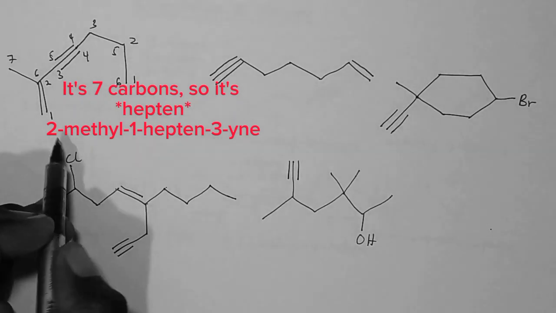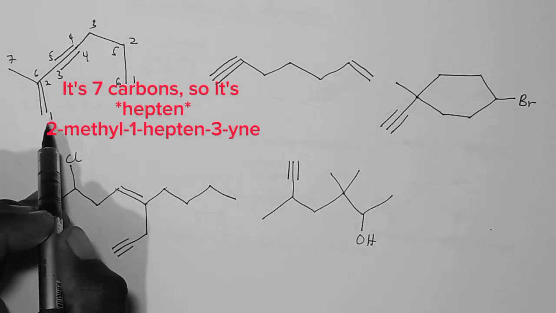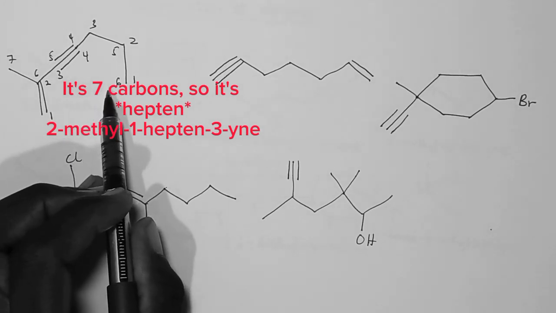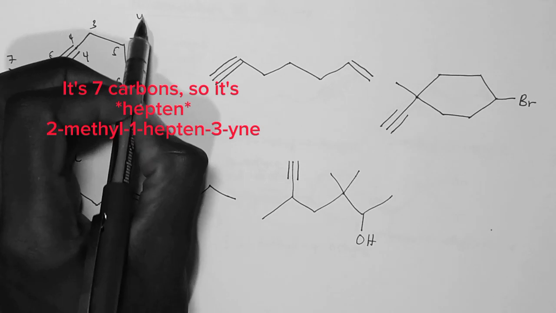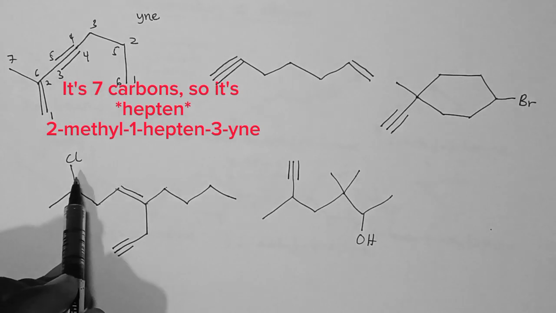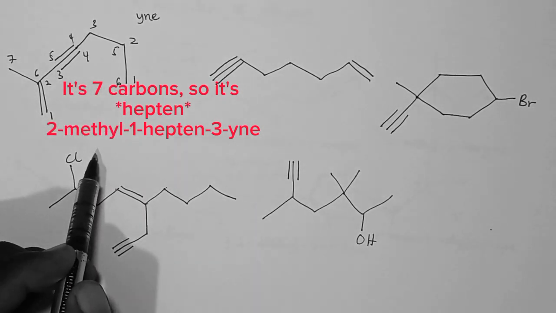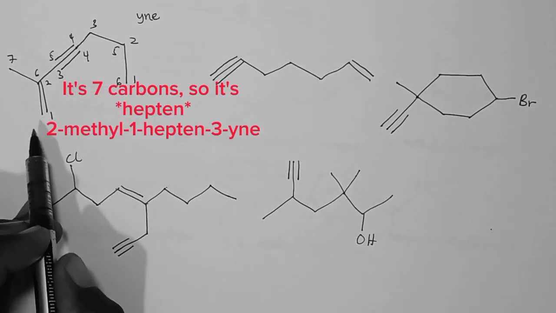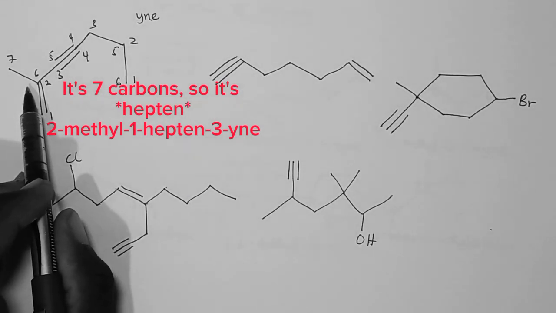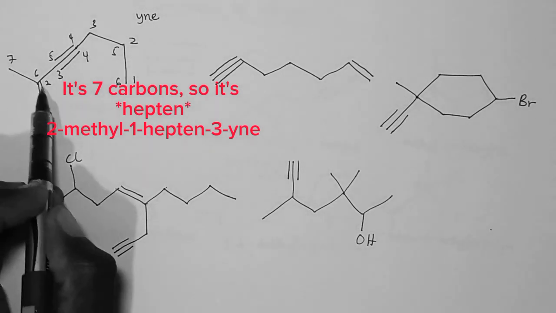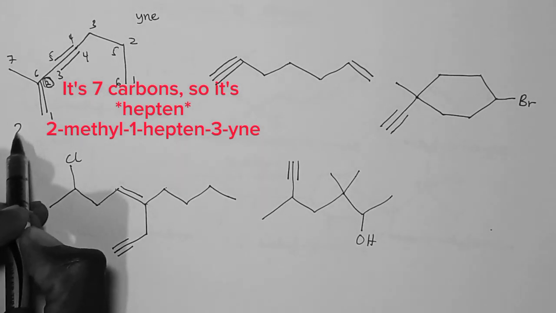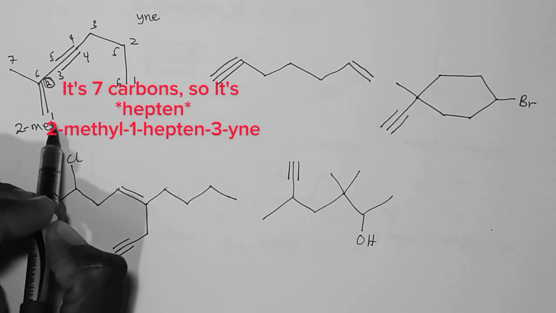So now, since there are 6, then we know that it is a hexane. So the name will end with an "-yne", but then this parent name will contain a hexane. And so now we have a methyl which is on carbon number 2 as a substituent, and therefore the name will start with 2-methyl.